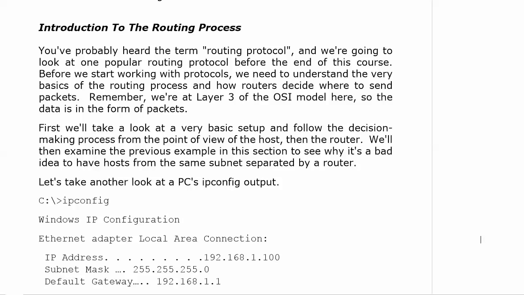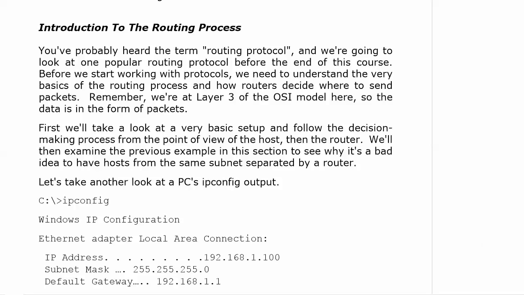I do recommend strongly you write the IP addresses down that you see on the screen right now. The IP address of our PC is 192.168.1.0. It has a subnet mask of 255.255.255.0 and a default gateway of 192.168.1.1.